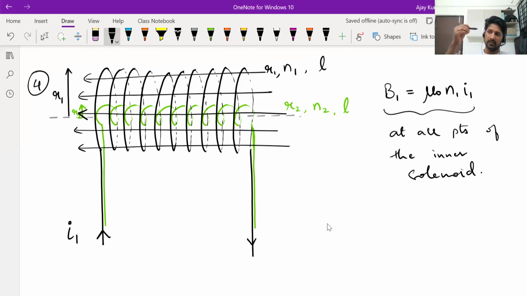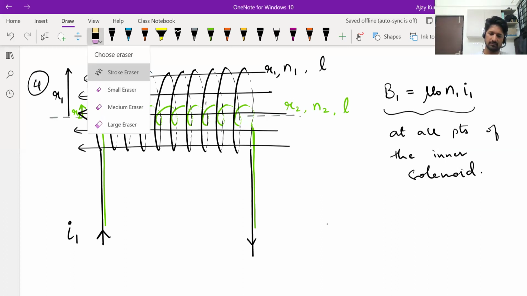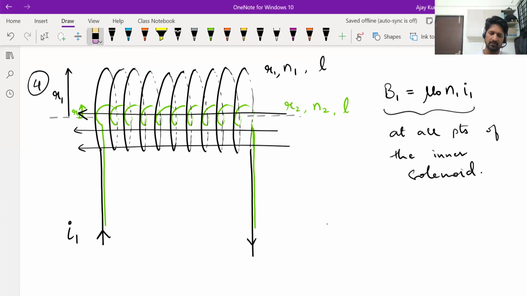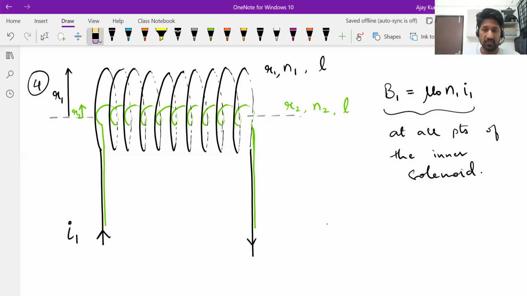So the area vector of any turn of the inner solenoid will also be along the axis itself. So the magnetic field produced by the outer solenoid is along the axis, and the area vector of any turn of the inner solenoid is also along the axis. Then it means the angle between the magnetic field and area vector is 0. Then we can easily express the flux in the second coil.